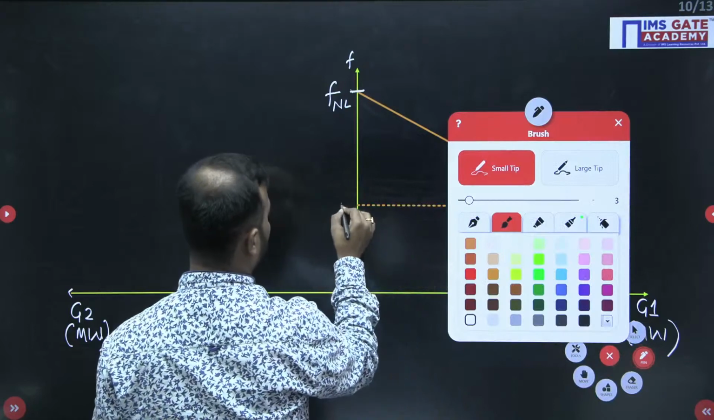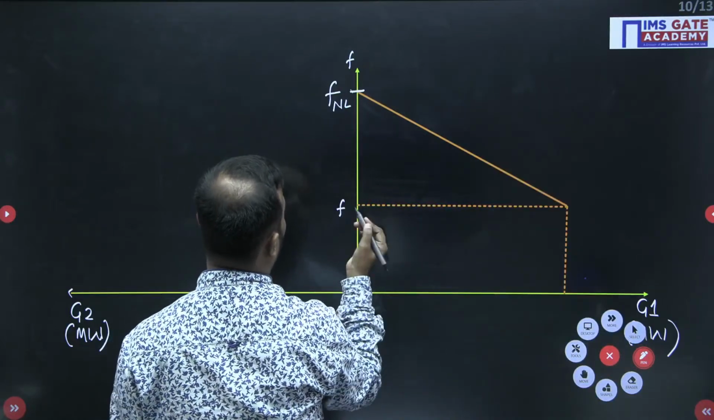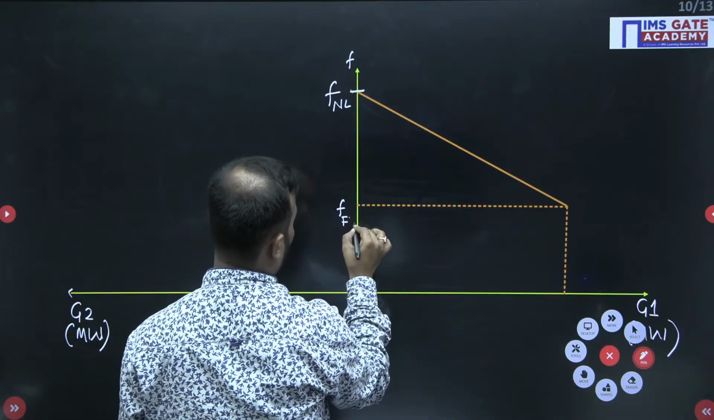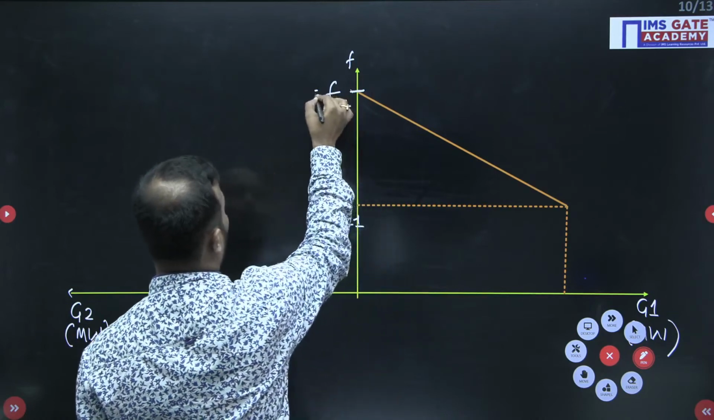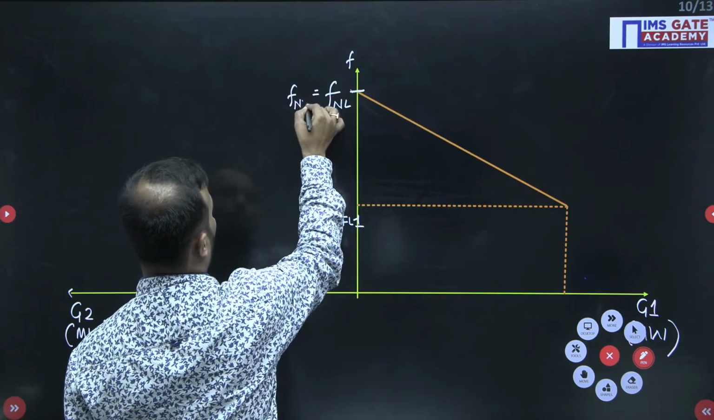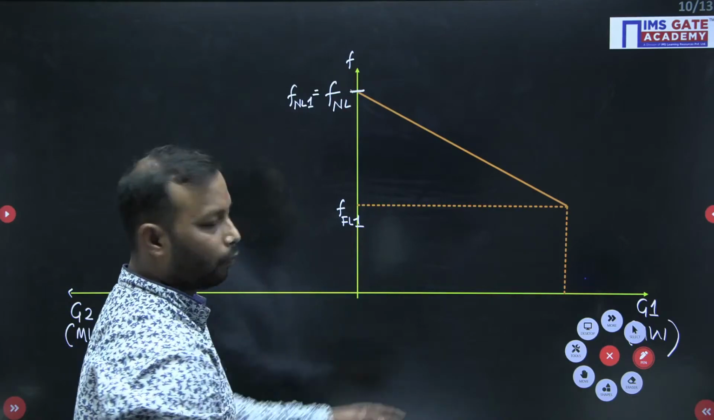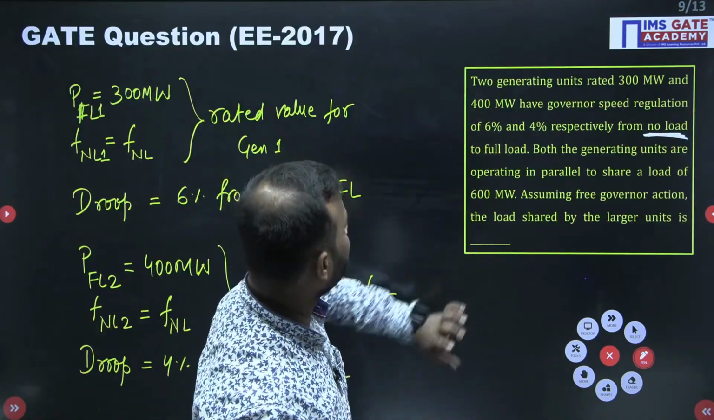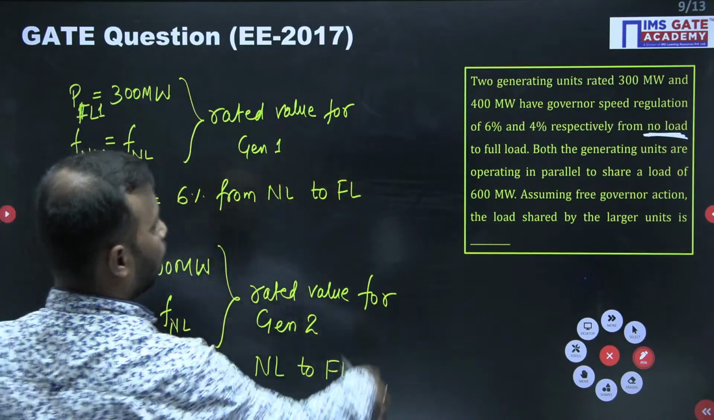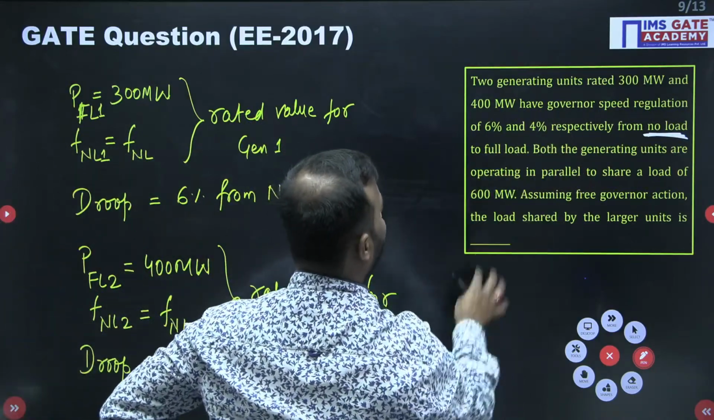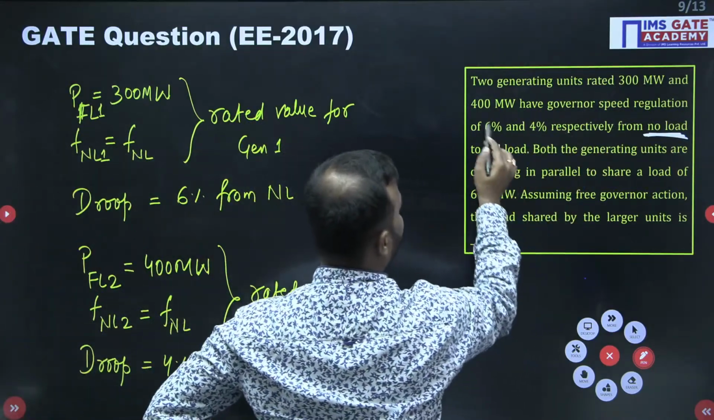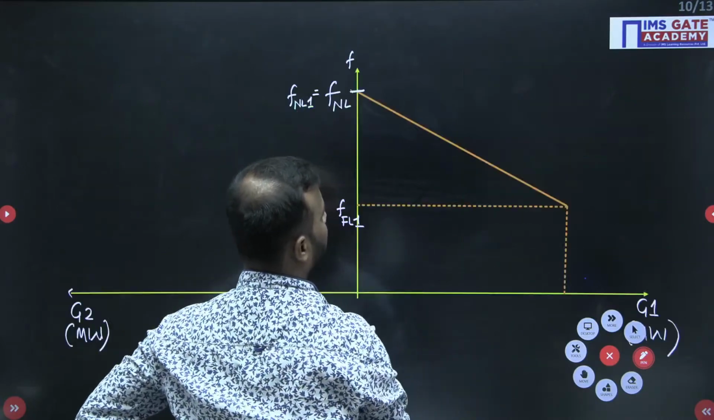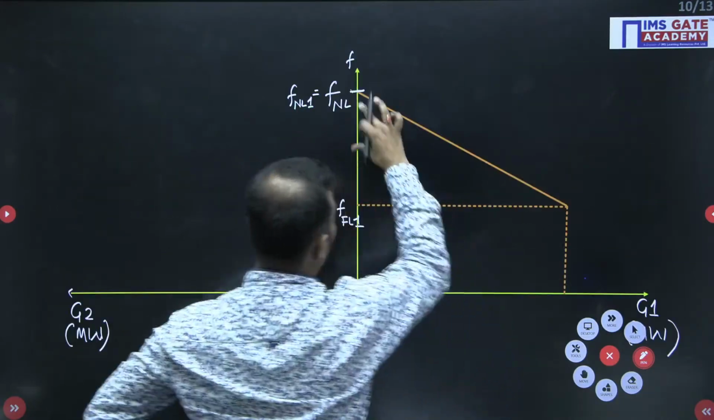Okay, so this is F full load 1. This is F no load 1. So when this is F rated, what is the value for the generator 1, 300? For 300 it is 6% and for 400 it is 4%. So this is the change in frequency.